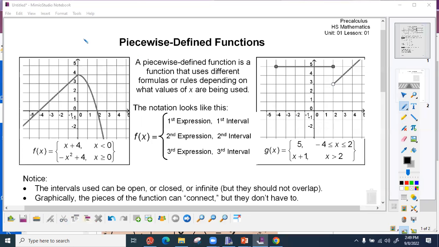Okay. Also from yesterday's video, you should have taken away that if it's less than or equal to or greater than or equal to, it's going to be a closed circle. If it's strictly less than or greater than, then it's going to be an open circle. Yes? Okay.